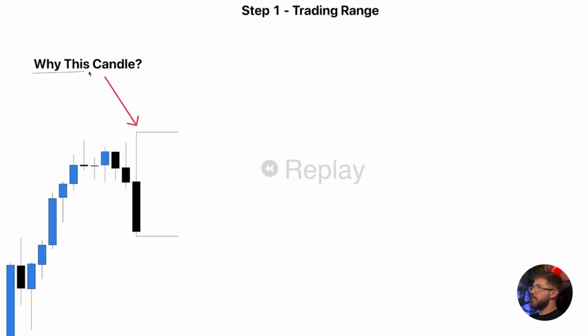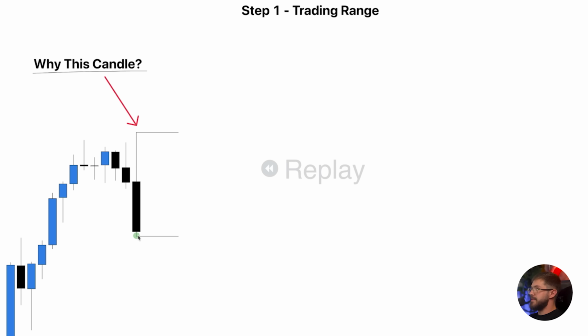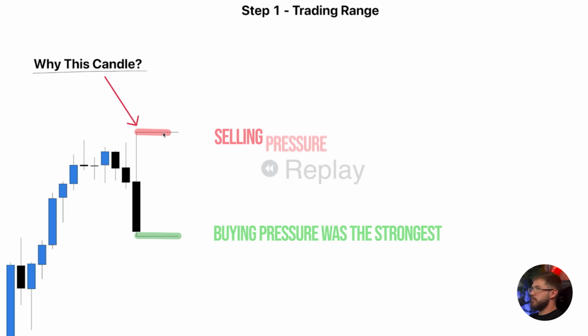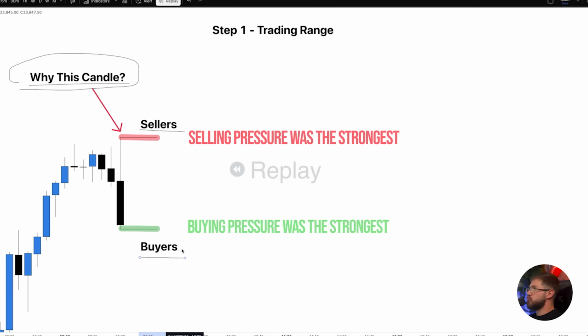And why do we mark out this specific candle? The answer is because the first 5-minute candle has the highest volume of the trading day. And this is very important for multiple reasons. Reason number 1 is that the low is where buying pressure was the strongest during this first 5-minute period, and the high was where selling pressure was the strongest. So this candle shows us where the most amount of sellers and the most amount of buyers are. This is very, very important in order to understand who is really in control of the market.